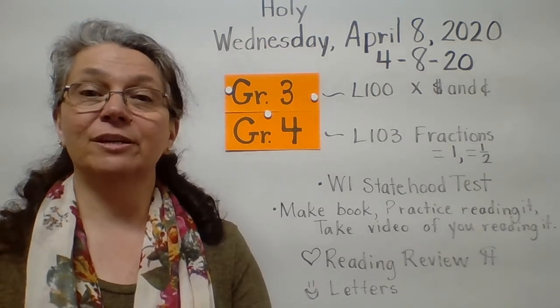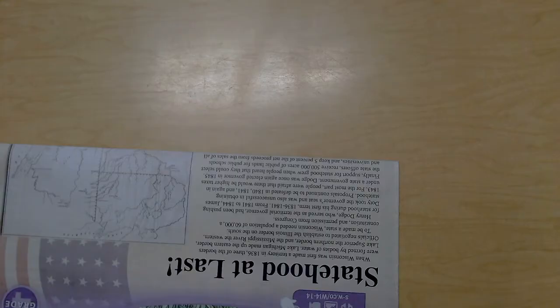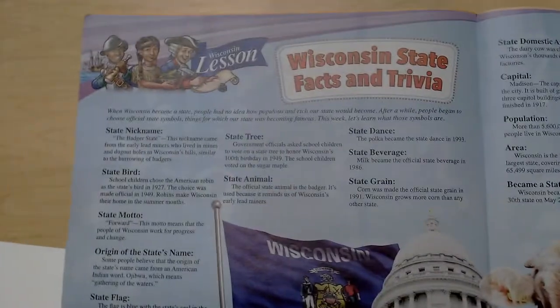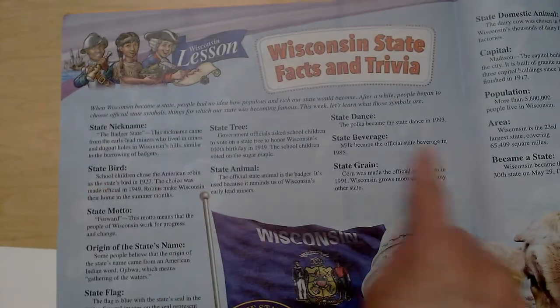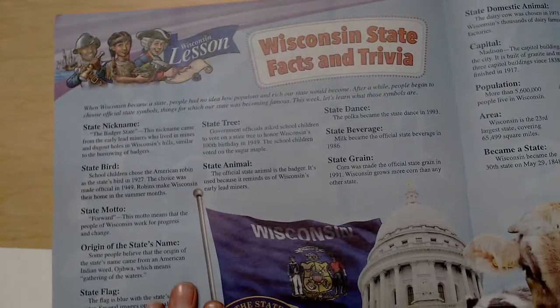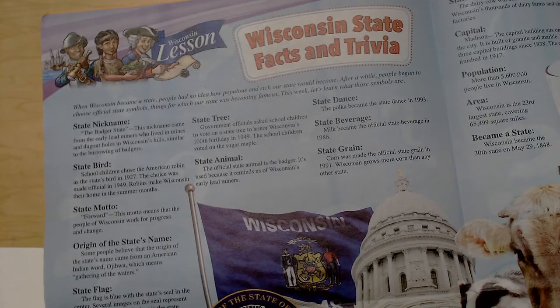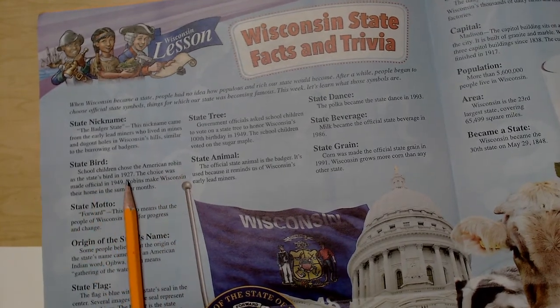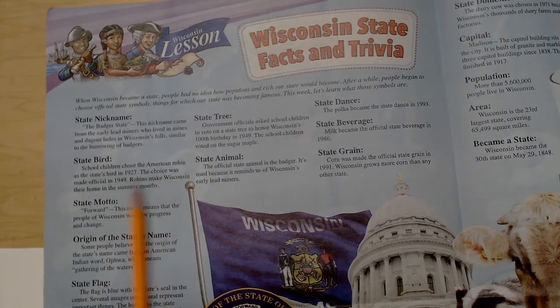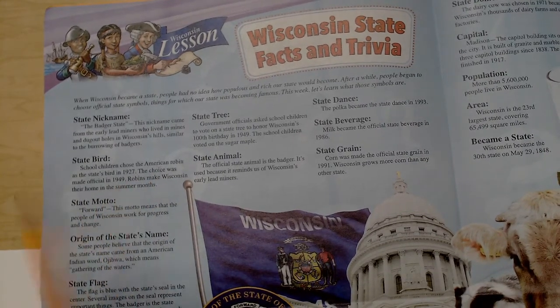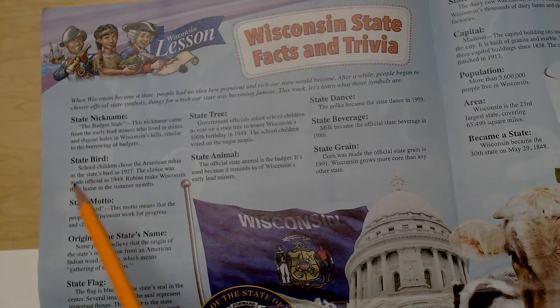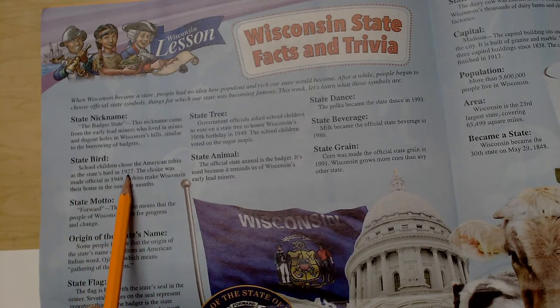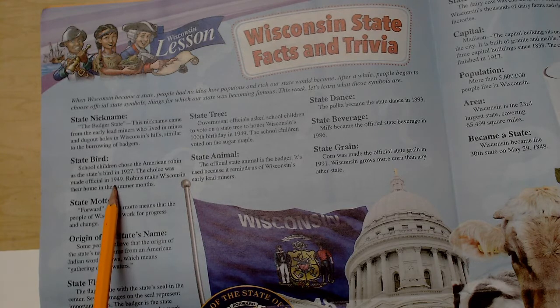And one other thing, I'm going to cut to my other screen here. Back to our Wisconsin history. Okay. It gave a lot of information on Wisconsin state facts and trivia. I'm going to caution you. For example, on the state bird here, it says that school children chose the American robin as the state's bird in 1927. The choice was made official in 1949. So notice how there are two dates. The date that it was chosen, and look, it took 22 years before it was made official.